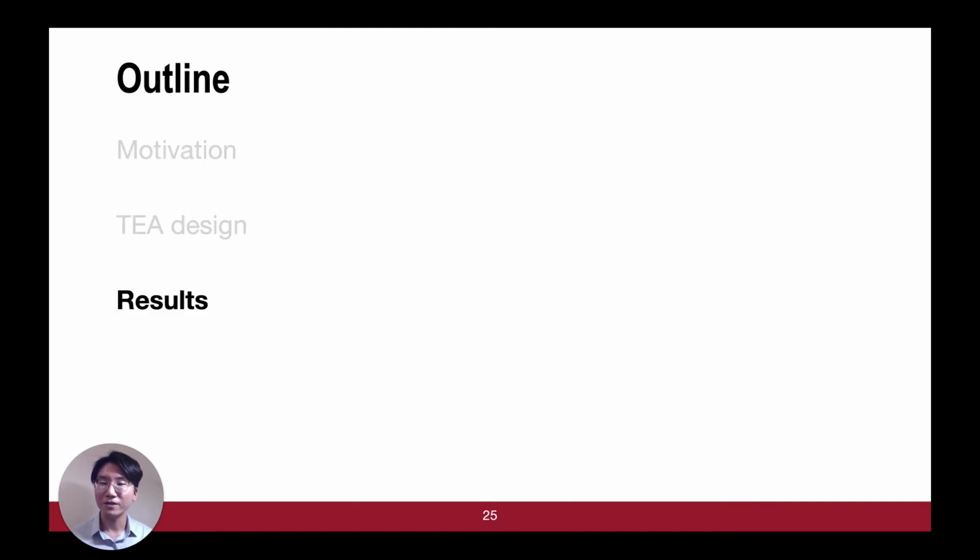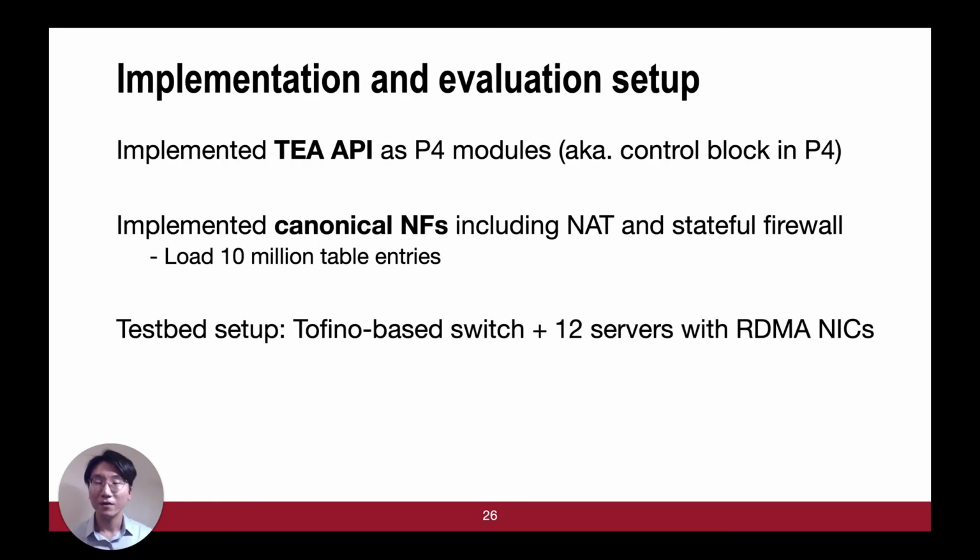Let me close with our implementation and a few performance results of T. We implement T, API, and runtime as modules in P4 so that developers can easily enable T with their NF implementations. Using APIs, we implement canonical NFs, including NAT, stateful firewall, and load balancer. We evaluate T using a testbed consisting of a Tofino-based programmable switch and a number of servers with RDMA NICs.